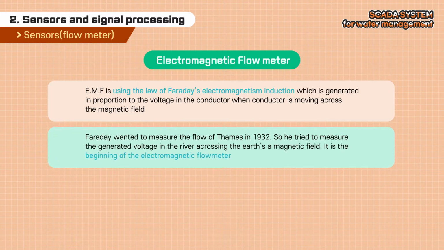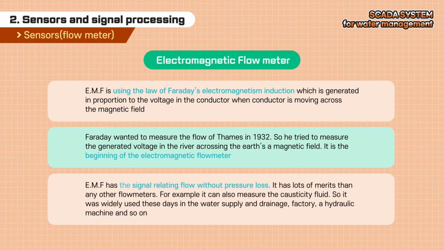The use of an electromagnetic flow meter began when Faraday attempted to measure the voltage generated in the river across the Earth's magnetic field to measure the flow rate of the River Thames. The electromagnetic flow meter transmits the flow rate without pressure loss, and it can measure the flow of corrosive liquids. It is used in various fields such as water resources management, sewage treatment, plants, and hydroelectric power generation.